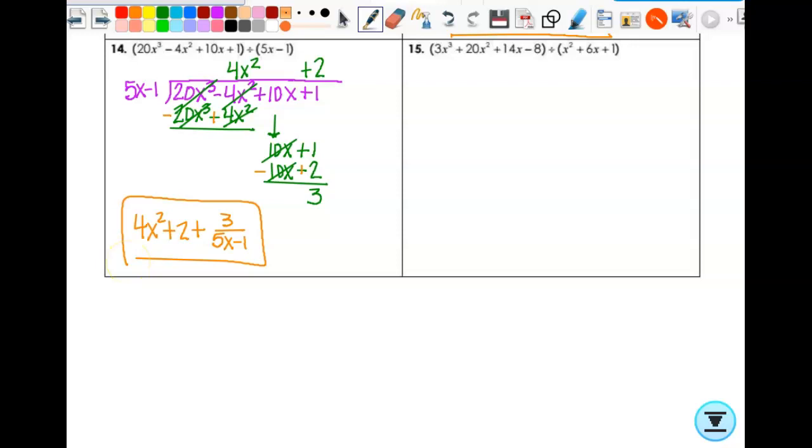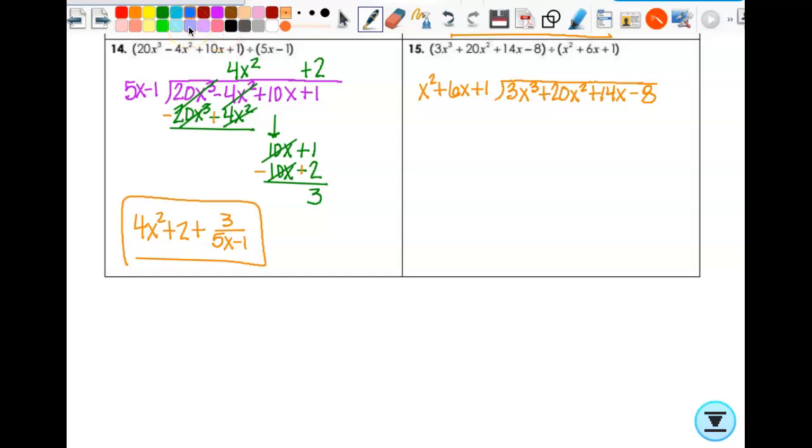All right. This one I definitely cannot use synthetic division on, so it's long division. x squared plus 6x plus 1 on the outside. On the inside, I get 3x cubed plus 20x squared plus 14x minus 8. There were no missing terms, but make sure you always check.